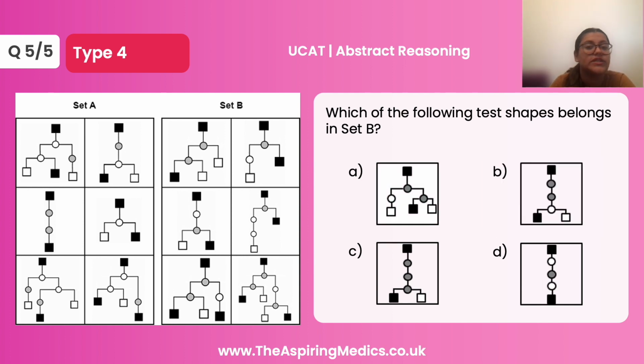And the final question in this set is again about set B. So again, we're looking at a grey circle that splits into 2 or a white circle that follows a straight line, and the only answer choice that follows all of that is answer choice A.